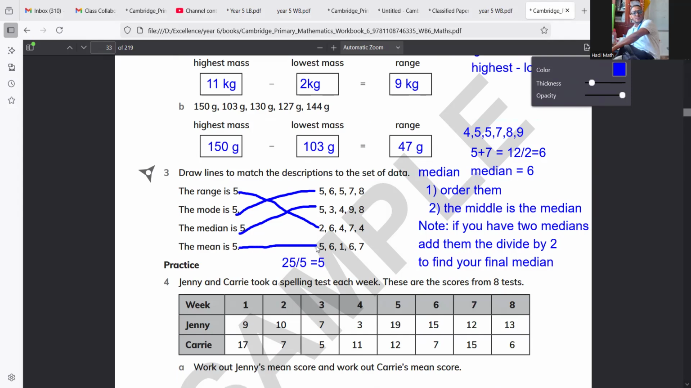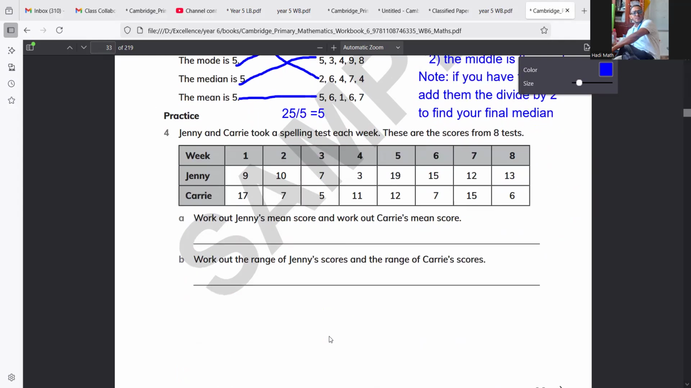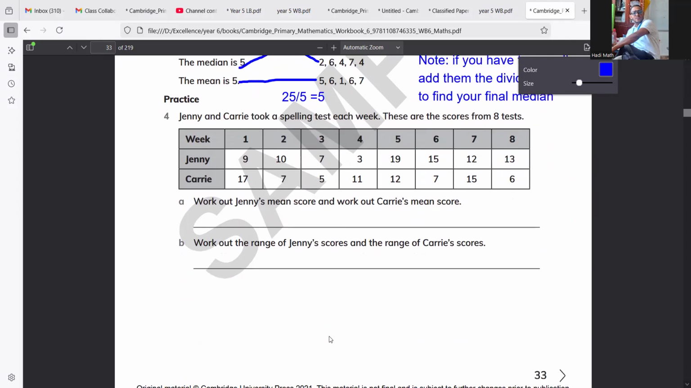And here we go. Go to the question after. Question 4. They say Jenny and Carrie took a spelling test each week. These are the scores from 8 tests. Work out Jenny's mean score and work out Carrie's mean score. Okay, let's go first with Jenny.